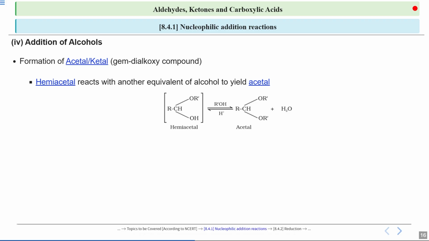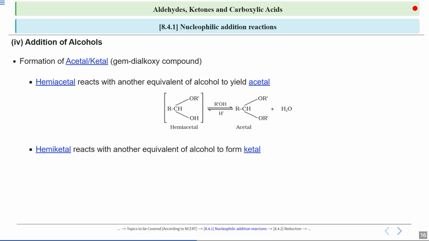Okay, so if you look over here, this is a hemiacetal, with the OR group and OH group attached to the same carbon. When you treat it with another equivalent of alcohol, you will get an acetal. In an acetal, two OR groups are attached to the same carbon. This is an acetal and water is being released.